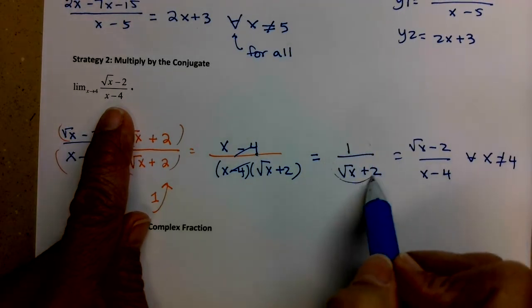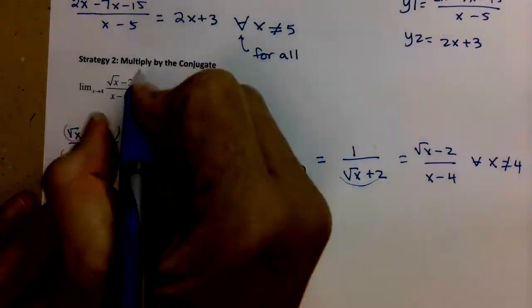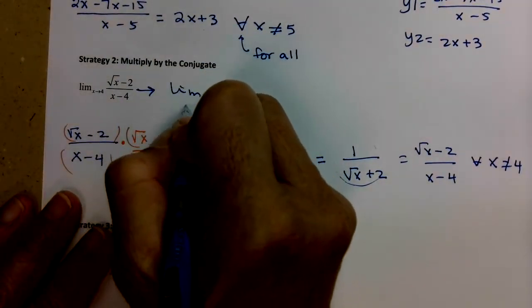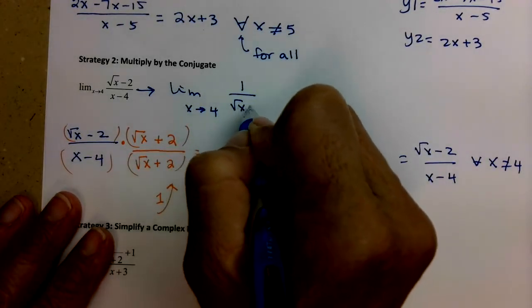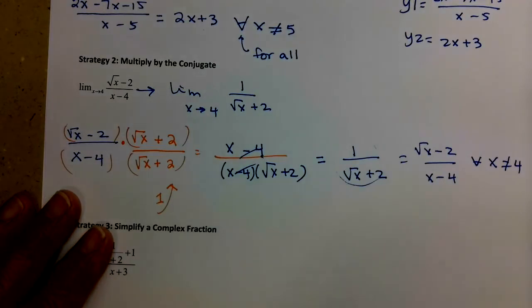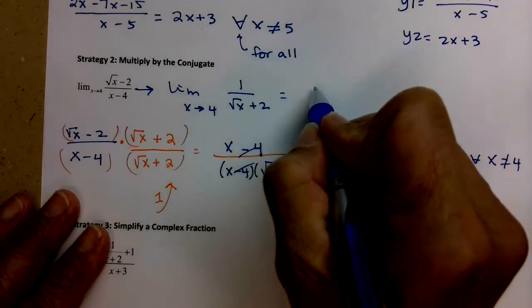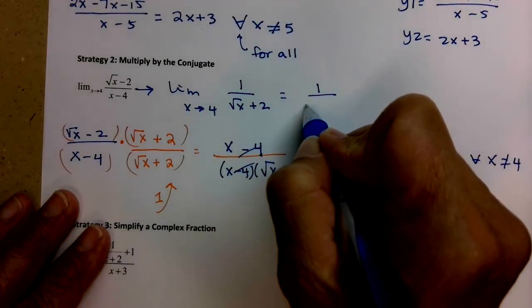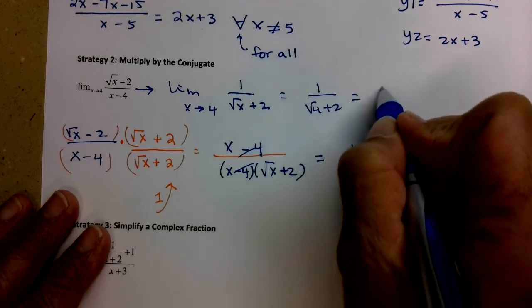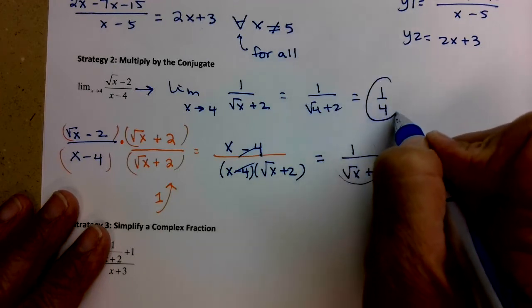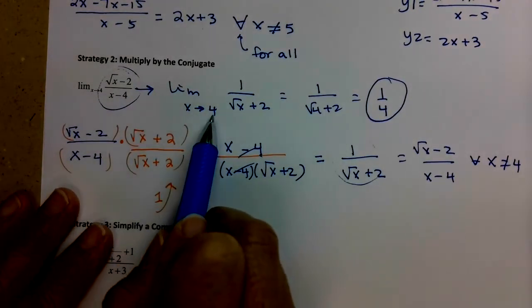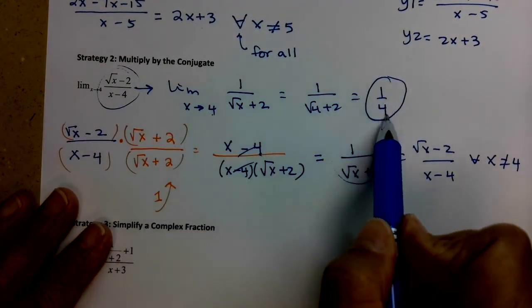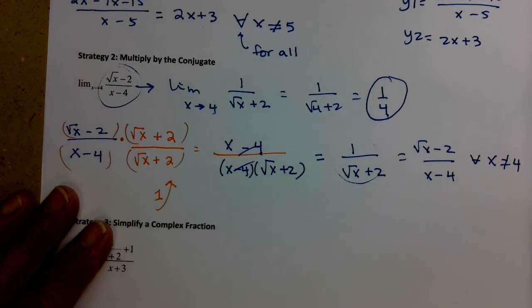So if I look at my alternate version, I'm going to take the limit as x approaches 4 of 1 over square root x plus 2. This is one I can evaluate by plugging in the value 4. So square root 4 plus 2, so that looks like 1/4. If you graph the original function, in the vicinity of x equals 4, it looks like your y value is headed towards 1/4.